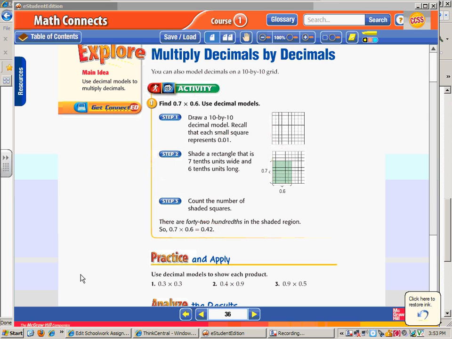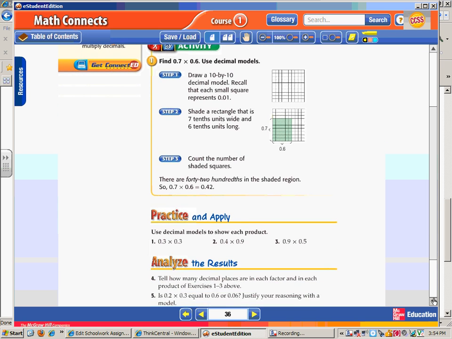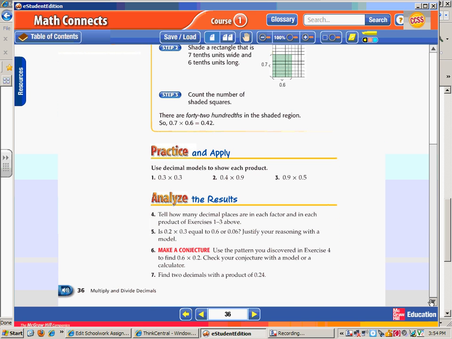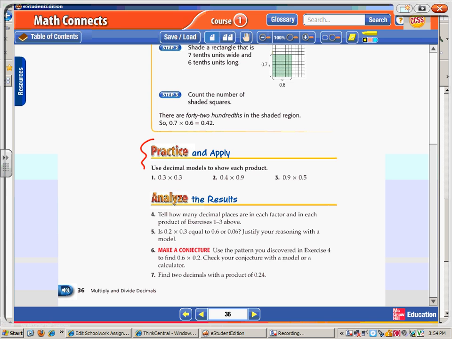I'm just going to exit out of there and hopefully scroll down so we can look at some more examples. Yeah, let's scroll down here. Here we go. So here would be some practice that we'll work on right now. We're going to use decimal models to show each product.